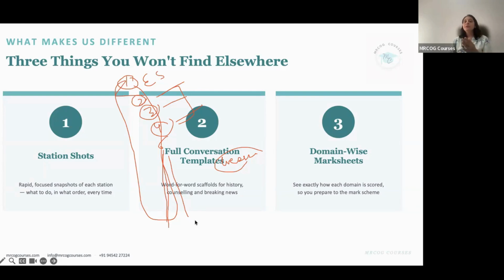Domain wise mark sheets are there with every station. So it is highly recommended that whenever you practice with your study partner, do mark yourself with these domain wise mark sheets. If you are practicing with a role player who is not appearing for the exam, sometimes people take help of their friends or family members as well. It's pretty okay. But then record yourself and then mark yourself with the domain wise mark sheets as well, so that every practice which you are doing actually gives you a proper benefit.